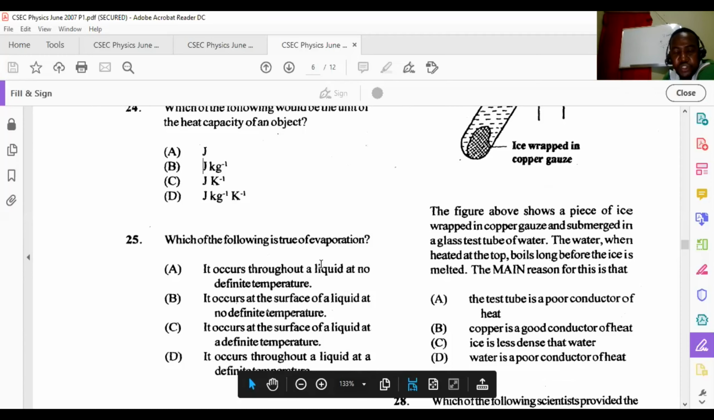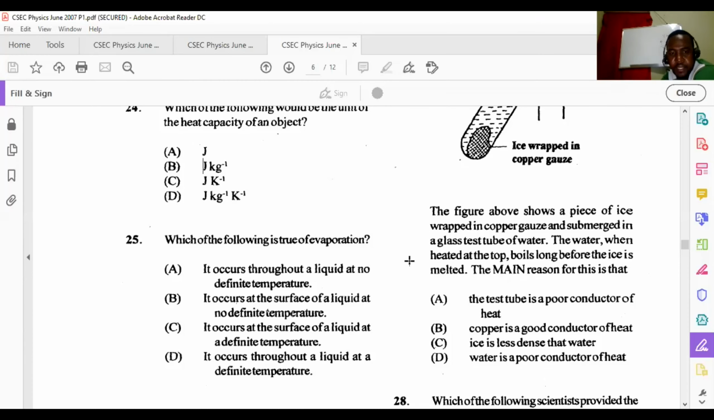All right, 25. Which of the following is true of evaporation? B. Yes, sir. It occurs at the surface of a liquid at no definite temperature, and that is correct. So B as in boy.